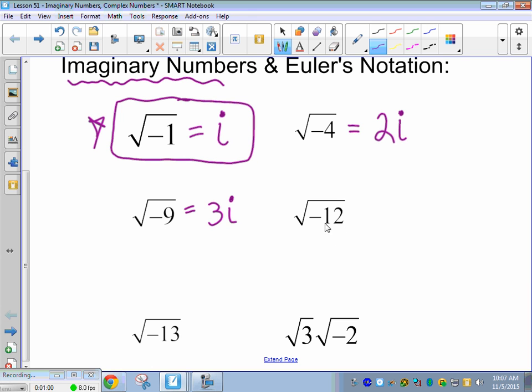So right here, we've got negative 12. We can simplify this. This is 4 times 3. What's the square root of 4? It's 2. The 3 stays inside the square root, just like normal. And what do we do with this negative sign? We pull out an i. When you take it out, I want it in front of the square root. So we have a 2i and then a square root of 3.